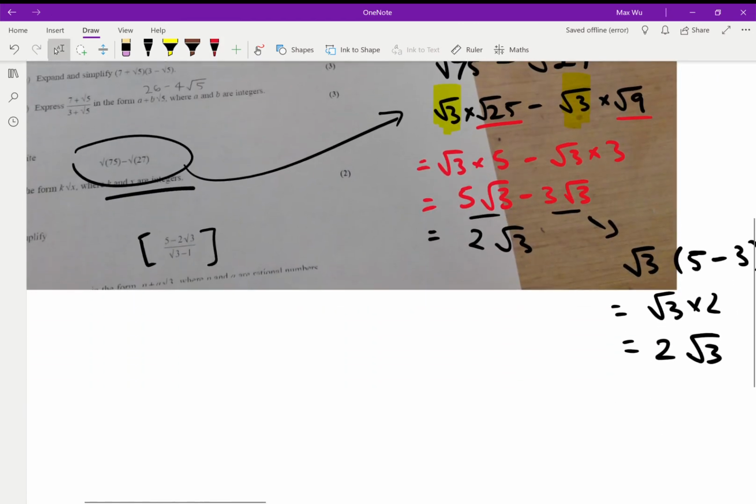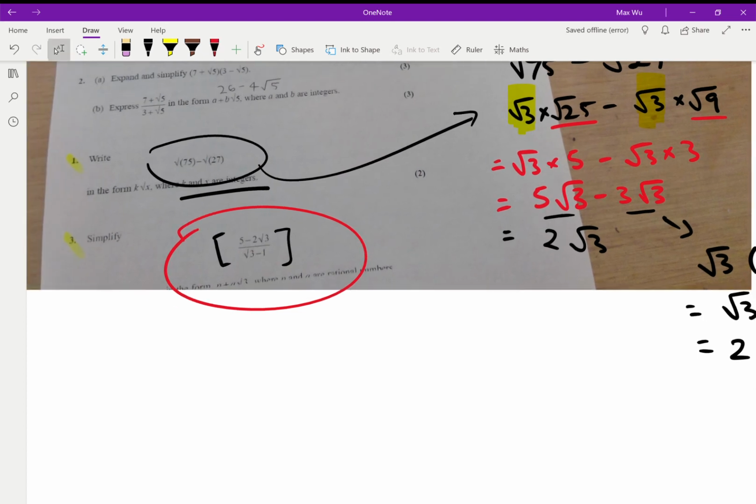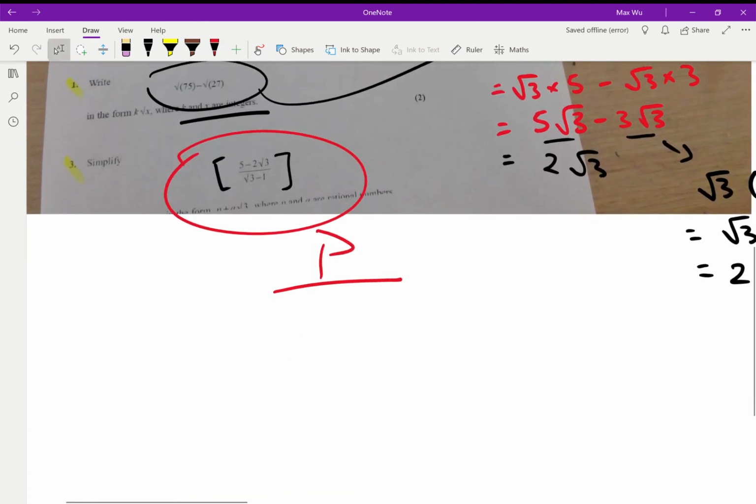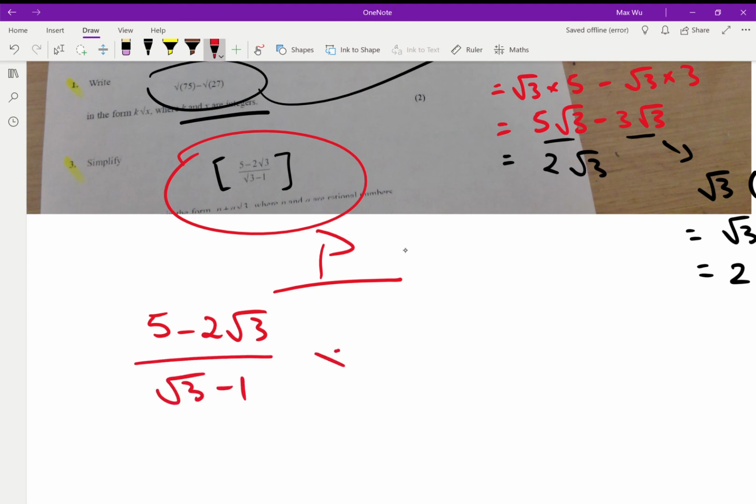Now the last question is the same thing, exact same thing. Now I want you to do it yourself first. Pause the video and do it yourself, and I'm going to do it in 3 seconds. Okay, so same concept, we multiply it by its negative reciprocal: square root 3 minus 1 times square root 3 plus 1 over square root 3 plus 1.